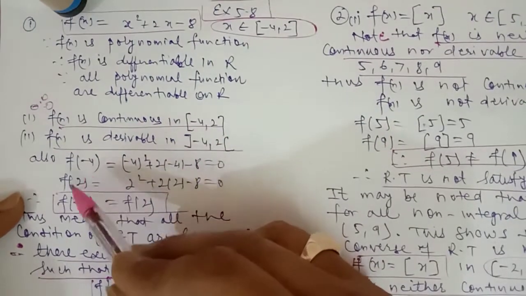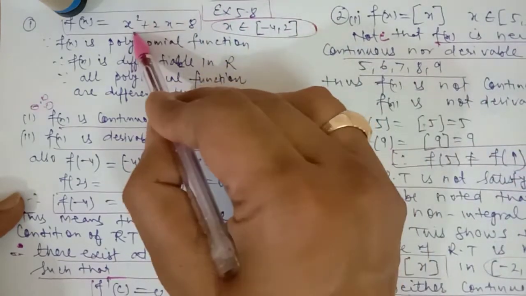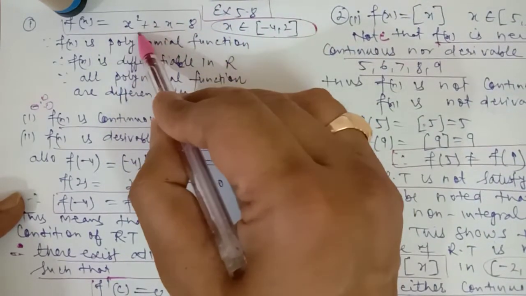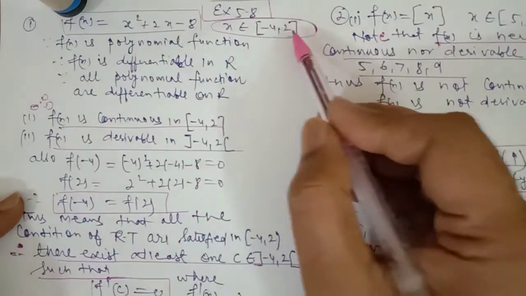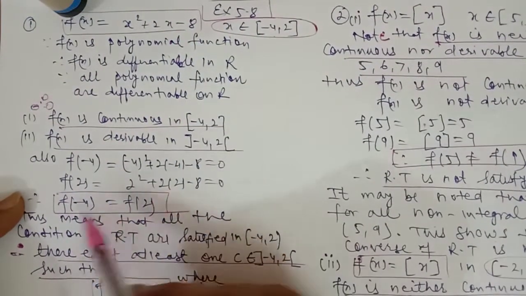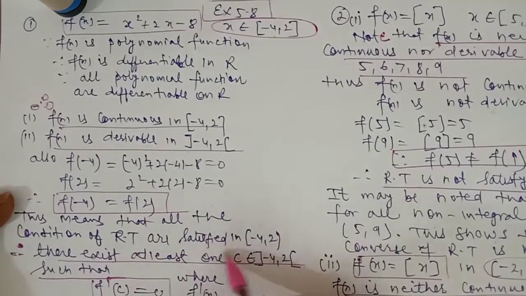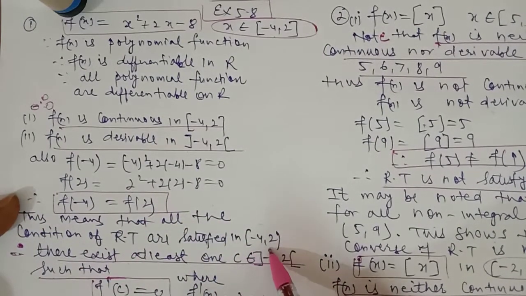Now we find f(a) and f(b). What is a? It is -4. What is b? It is 2. So find the value of f(a), that is f(-4). You are getting 0. Then you find f(2), that is f(b), which is equal to 0. Now f(a) is equal to f(b). This means that all the conditions of Rolle's theorem are satisfied in this closed interval.